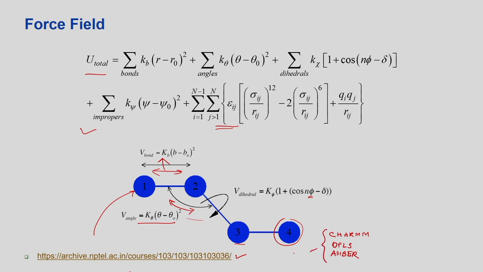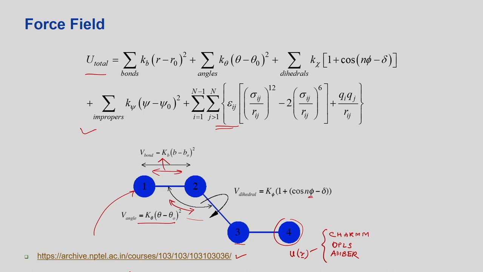All provide this U(R) value, but with a different form. This is a CHARMM type expression, but OPLS and AMBER are also similar. You can opt for it in your molecular dynamics packages by providing a keyword that you want to select CHARMM. If you select CHARMM, it means you are using this expression. Then these terms, kb, k theta, k psi, epsilon ij and sigma ij, are called force field parameters.